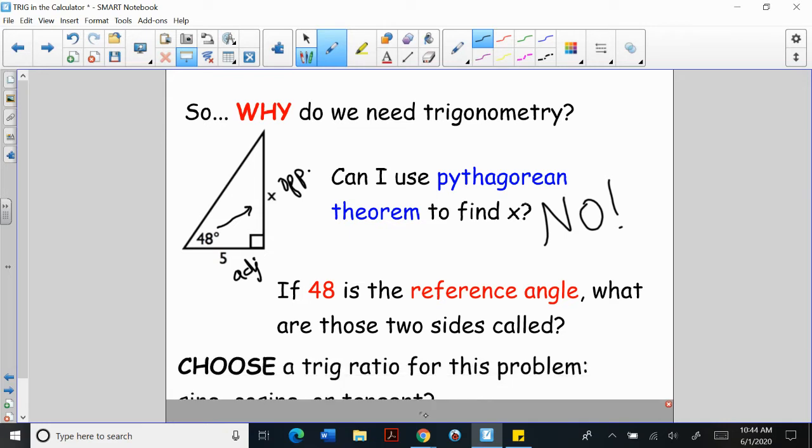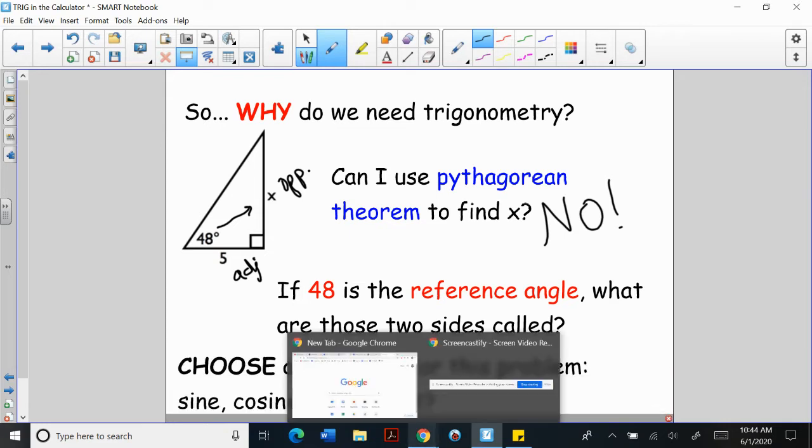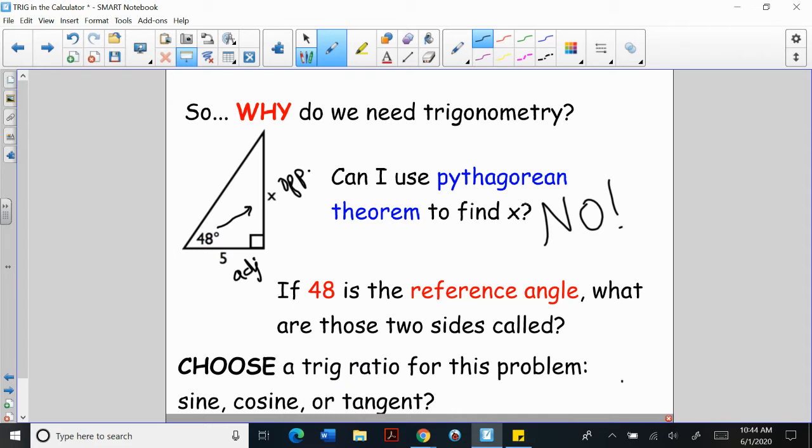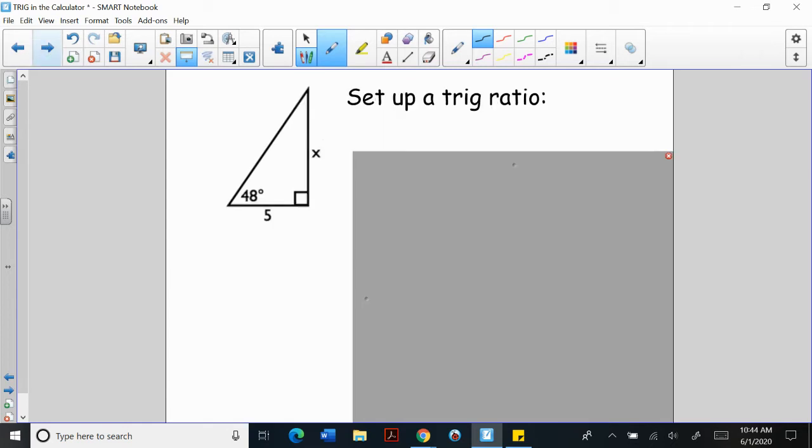All right, then your next goal is to pick out a trig ratio. Whoops. Remember, we've got 3 of them. So your choices are sine, cosine, or tangent. Do you remember SOH CAH TOA from our last video? That's how you can pick this out because we have the opposite and the adjacent side. Which one are you going to pick? Okay, hopefully you said tangent.